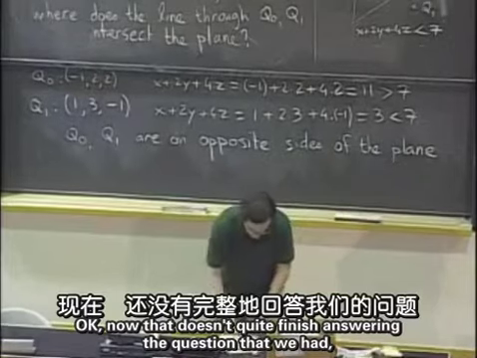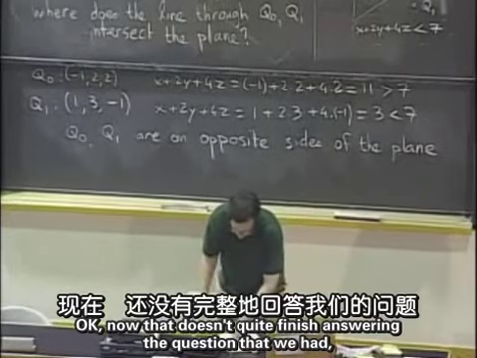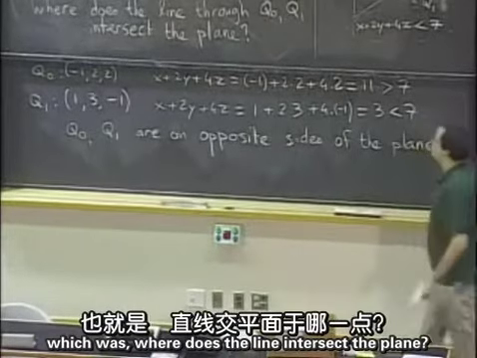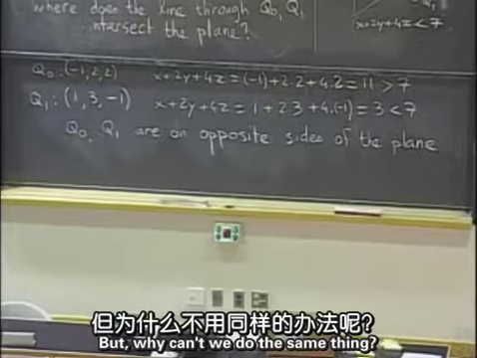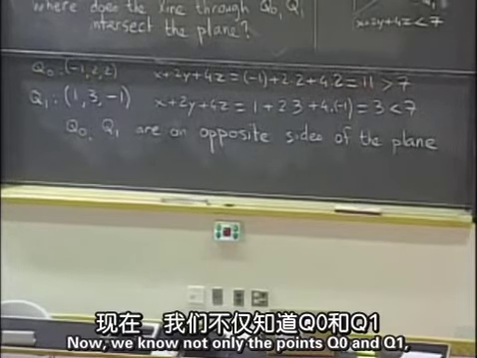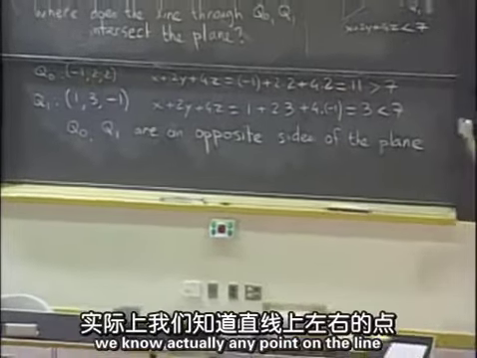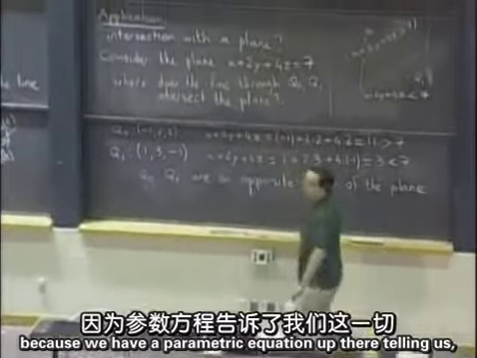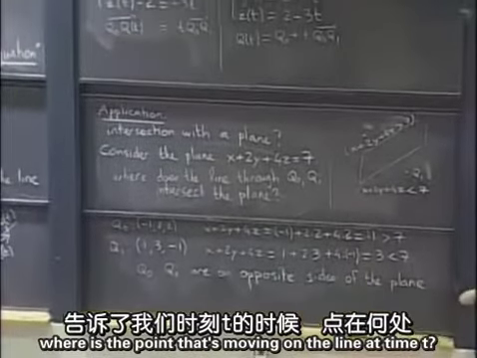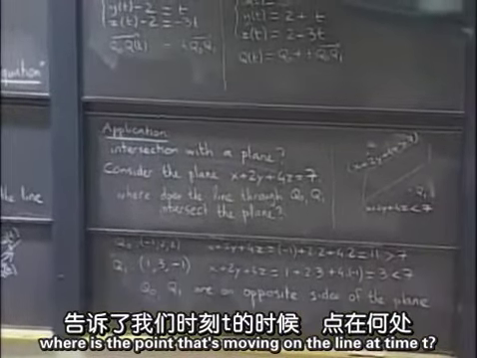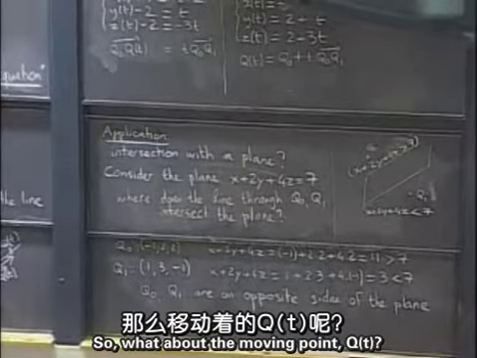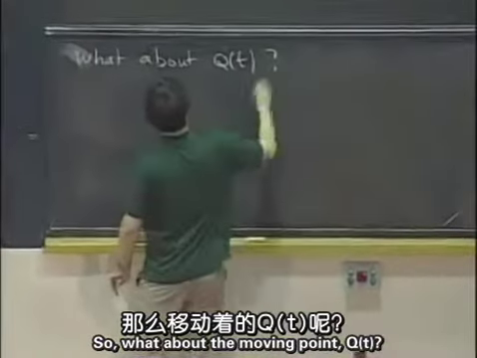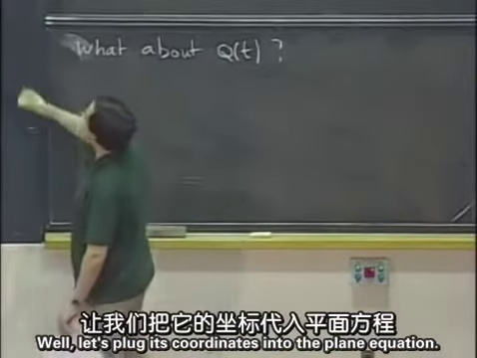Now, that doesn't quite finish answering the question that we had, which was, where does the line intersect the plane? But, well, we can do the same thing. Now, we know not only the points Q0 and Q1, we know actually any point on the line, because we have that parametric equation up there telling us where is the point that's moving on the line at time t. So, what about the moving point Q of t? Well, let's plug its coordinates into the plane equation.